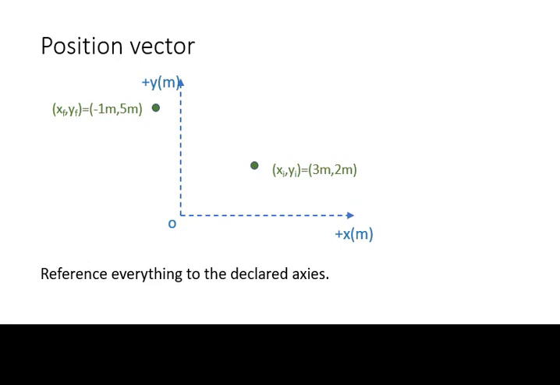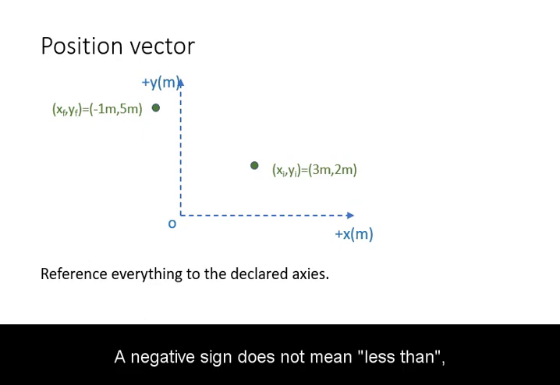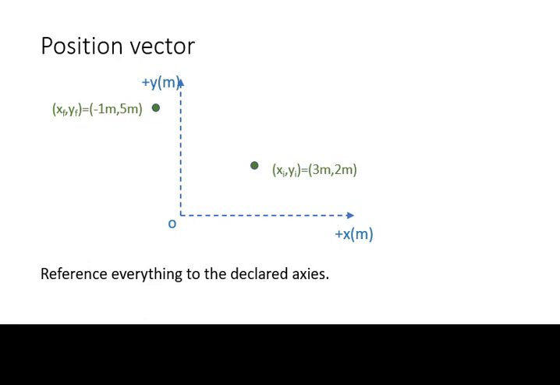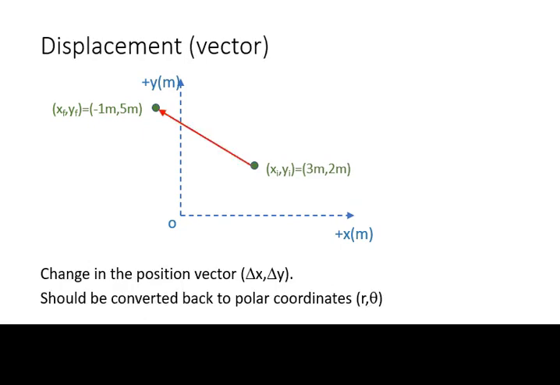We then pick a final position vector. Keep in mind, you need to reference everything to the axis. A negative sign does not mean less than, rather, it is a reference direction. The displacement vector is defined as the change in the position vector. Both magnitude and direction matter.